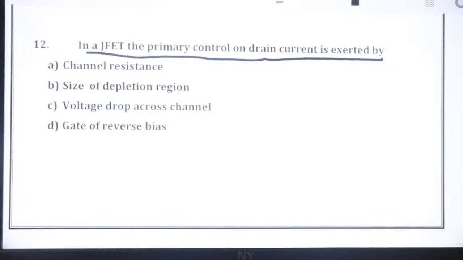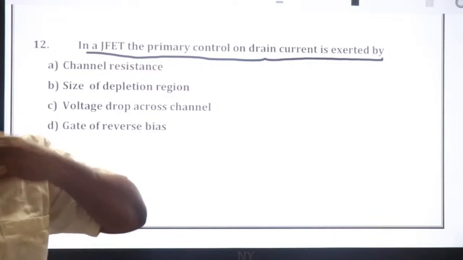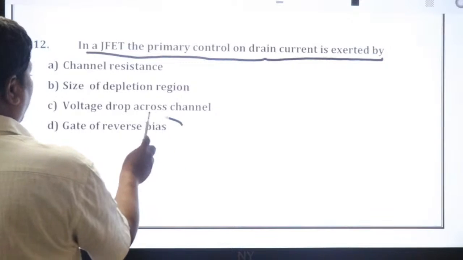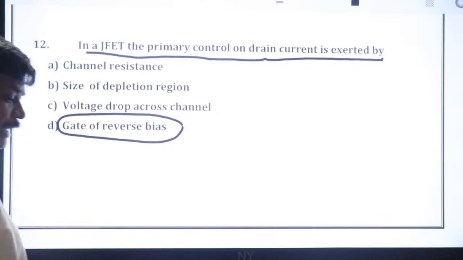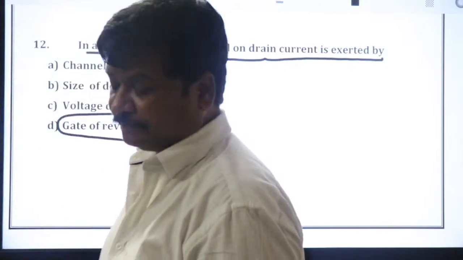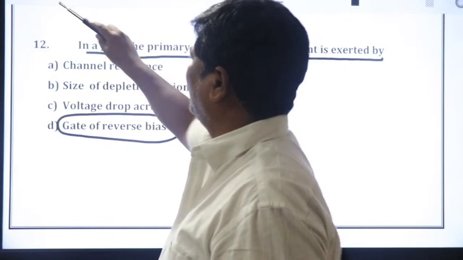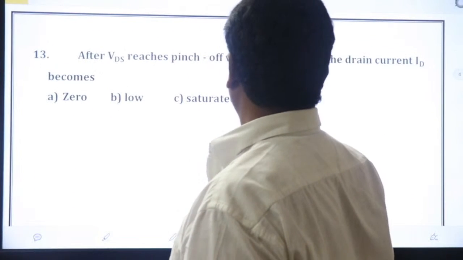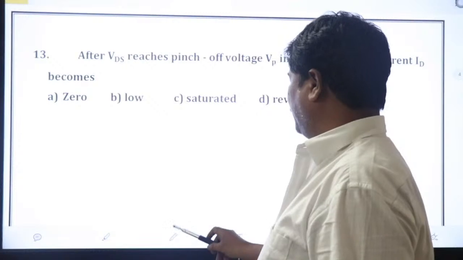So what is the answer? Primary control is what? Yeah, gate reverse bias. Exactly. When you make the gate reverse biased, the control takes place. Not A, D is the answer. It primarily depends upon that. A very nice question you see here.